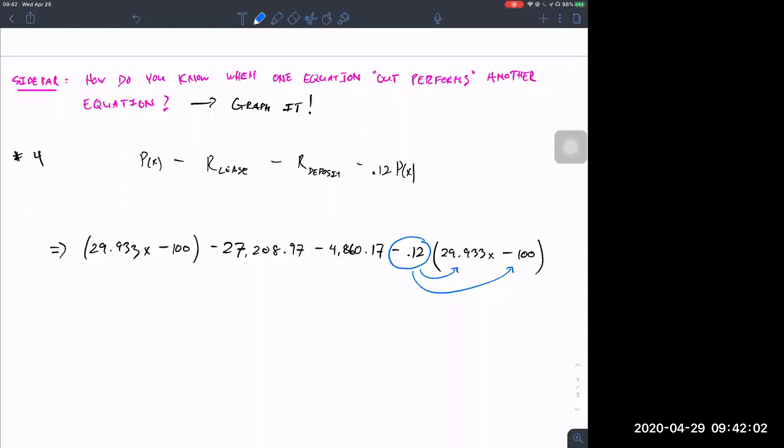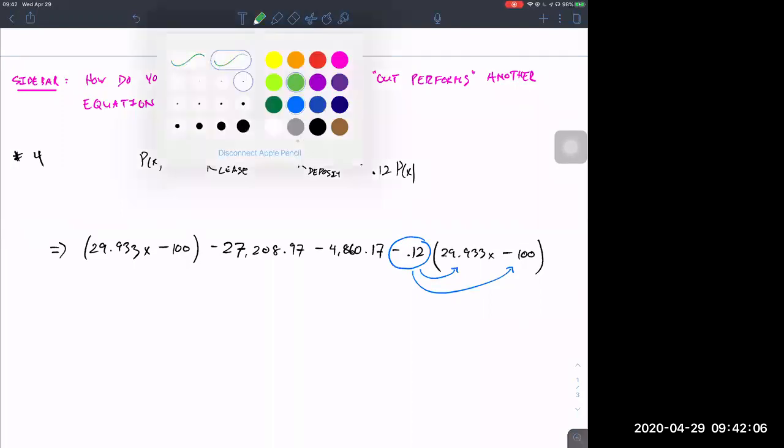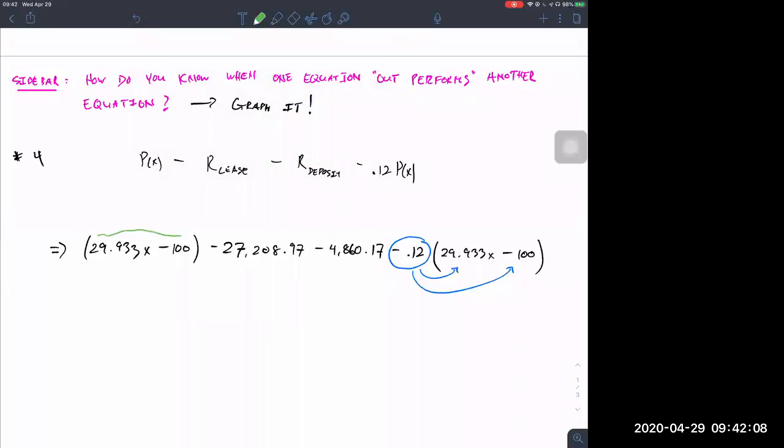Now, where does the 0.88 come from? The easiest way to think of it is that this piece right here, AKA the profit function, is the same as this, is it not? The answer is yes. Well, what's the number that's in front of the first profit function? An invisible 1.